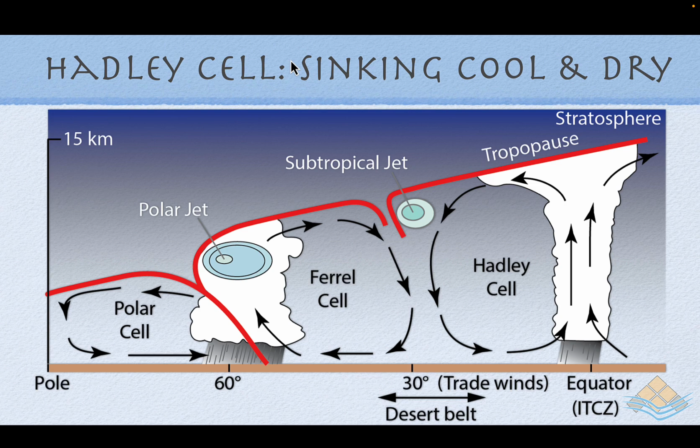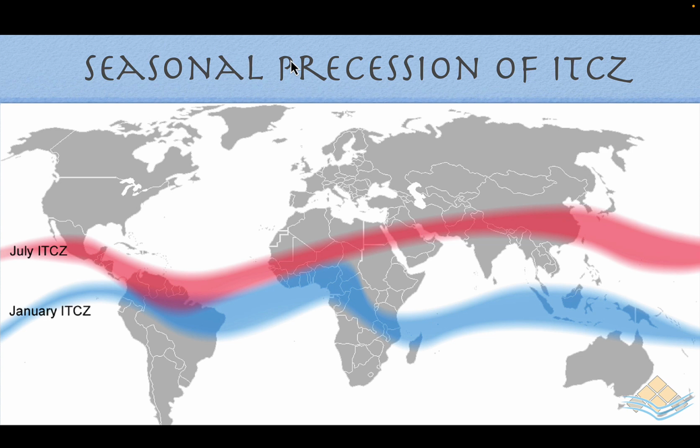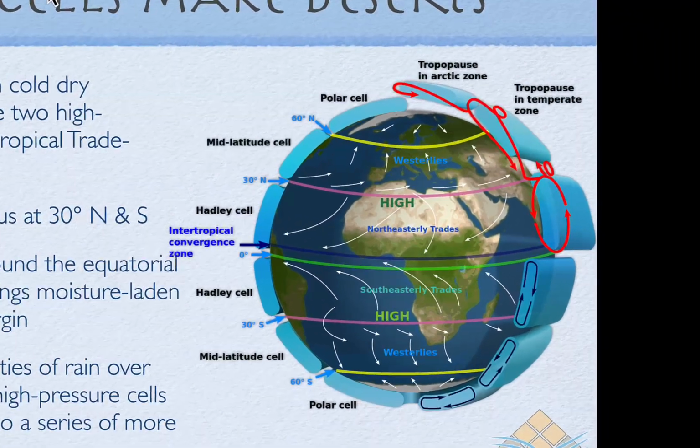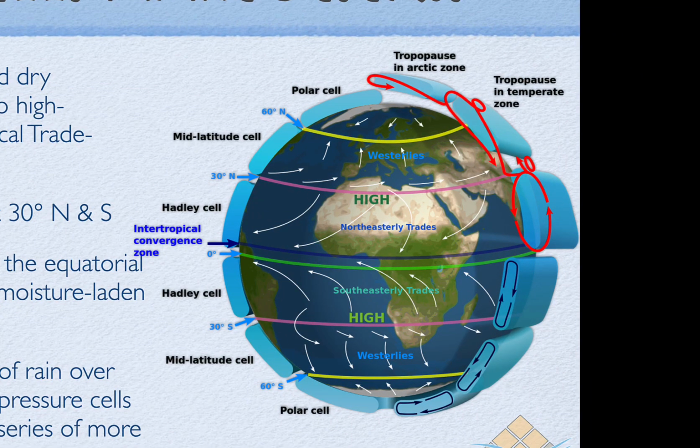That intertropical convergence zone changes position seasonally. This is a map view now of the position of the July, the northern hemisphere summer position, and the southern hemisphere summer position. There's significant movement of that intertropical convergence zone seasonally as the Earth rotates on its axis. Those Hadley cells, those belts of cool, dry, descending air, as they're coming back to the world's surface, will warm as they approach the land surface, so their moisture carrying capacity increases.